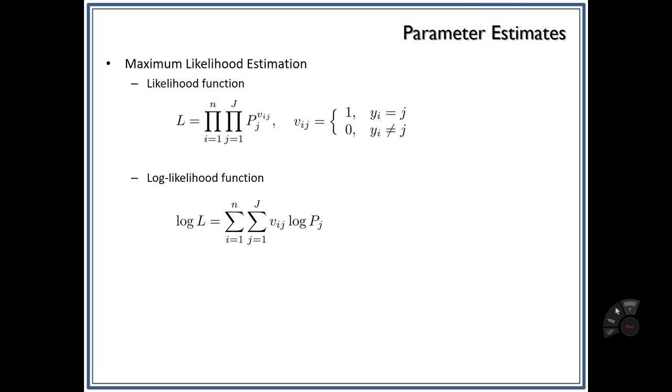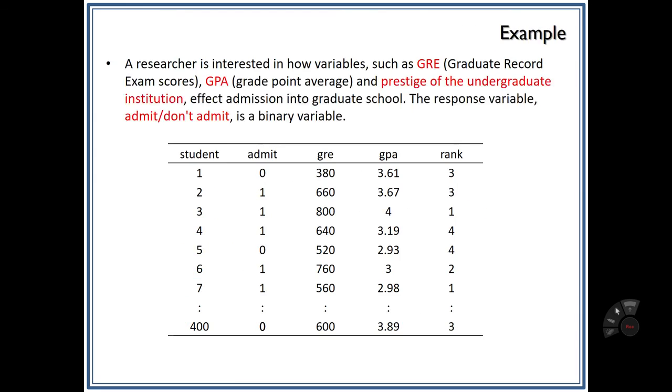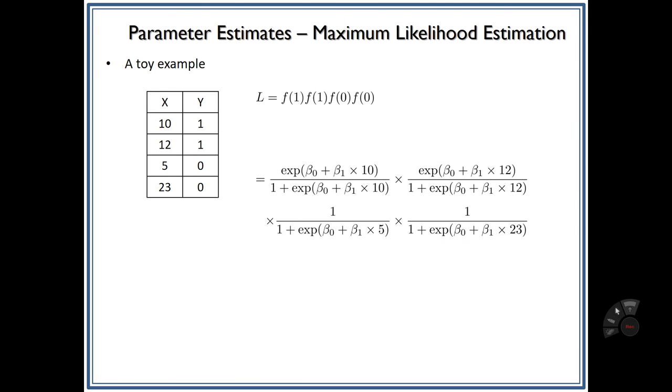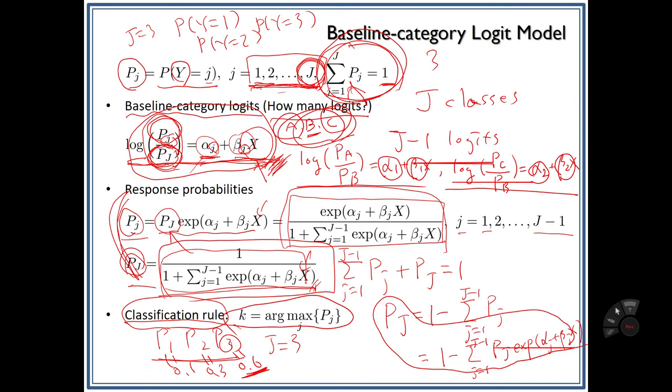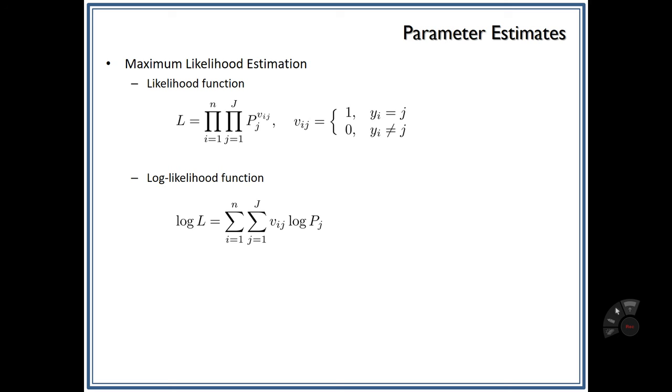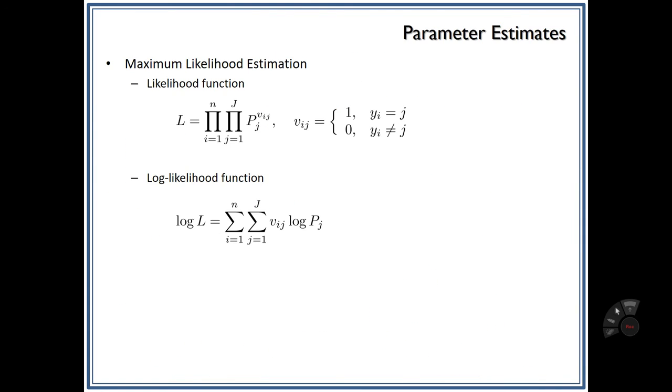Then this maximum likelihood estimation, the concept is the same as binary logistic regression, the maximum likelihood estimation of the binary logistic case. I will explain the meaning of maximum likelihood estimation for nominal logistic regression using baseline category logits in the next class.